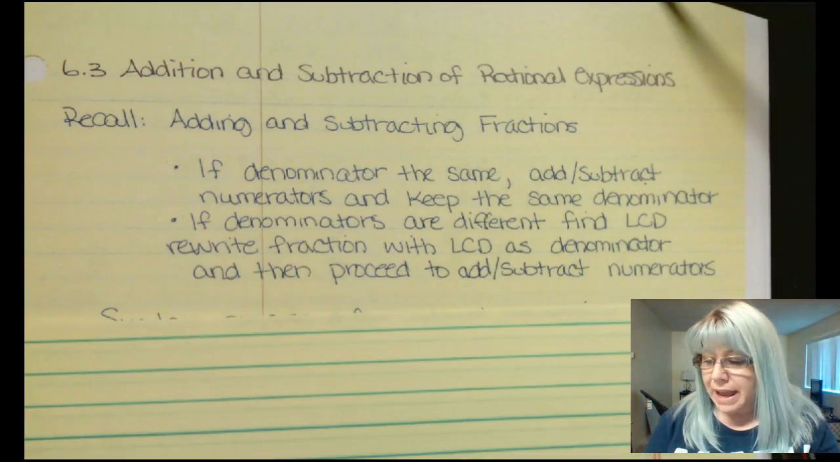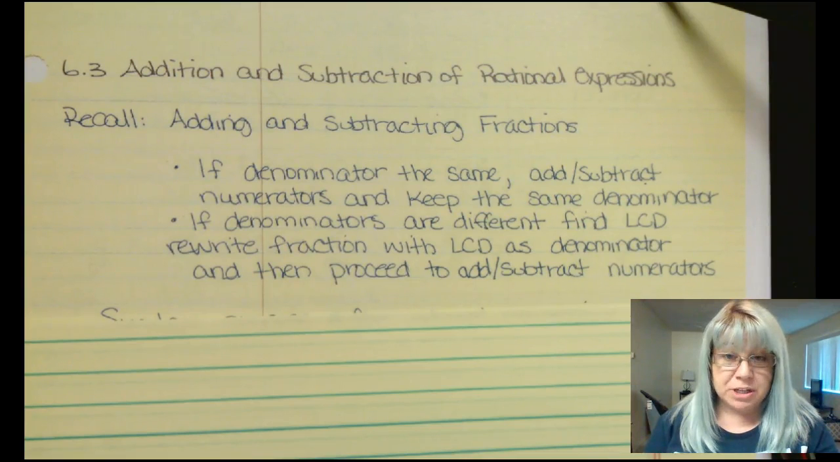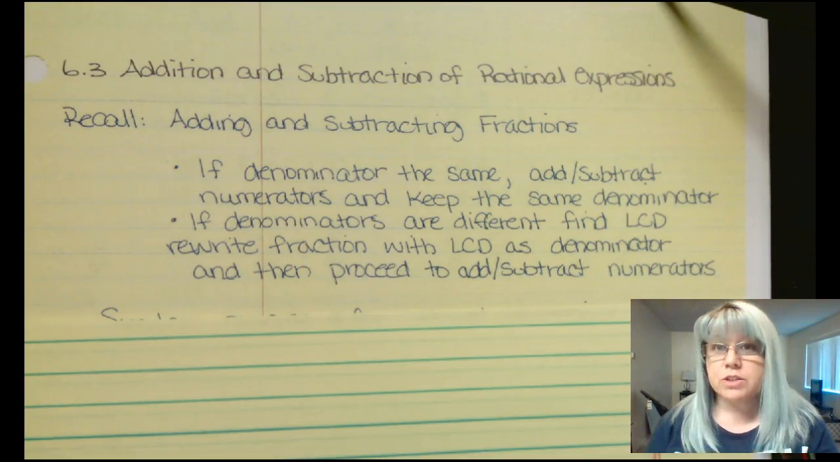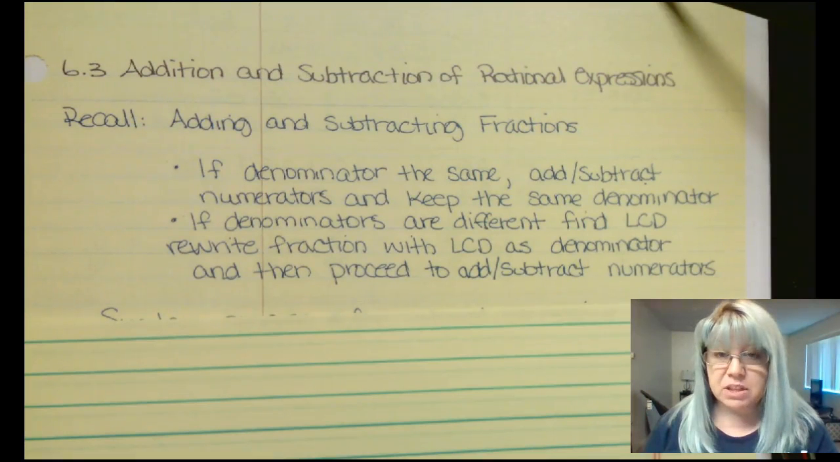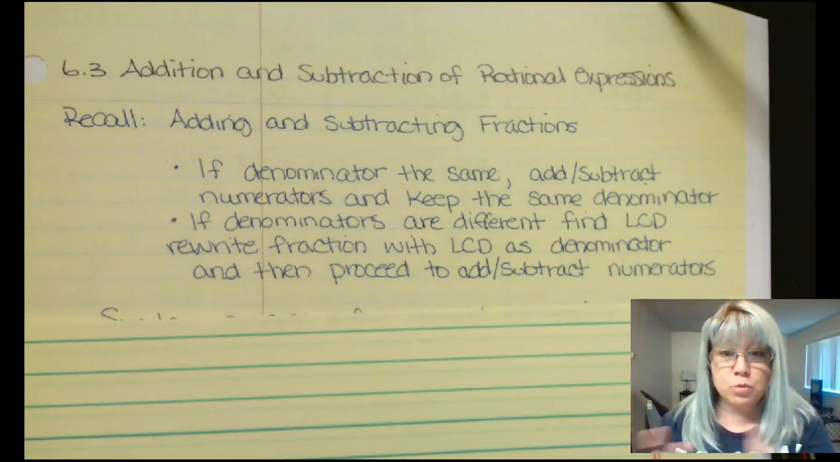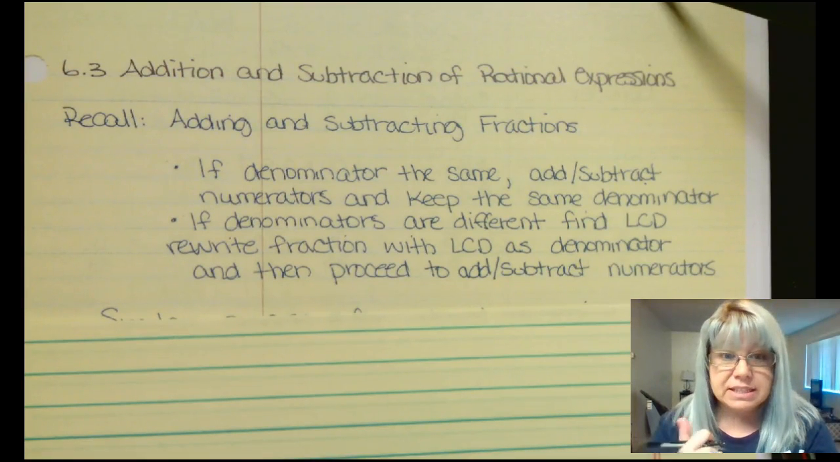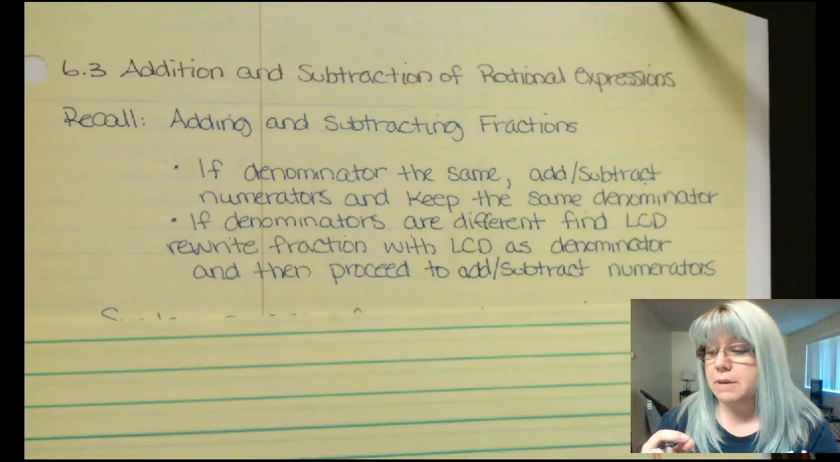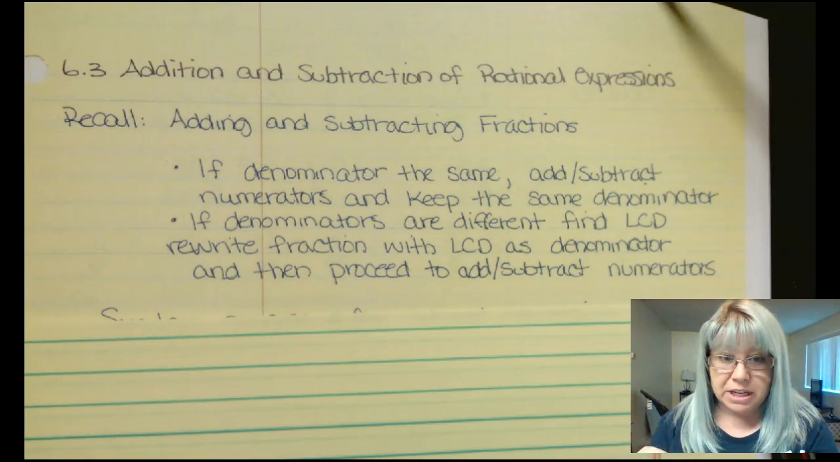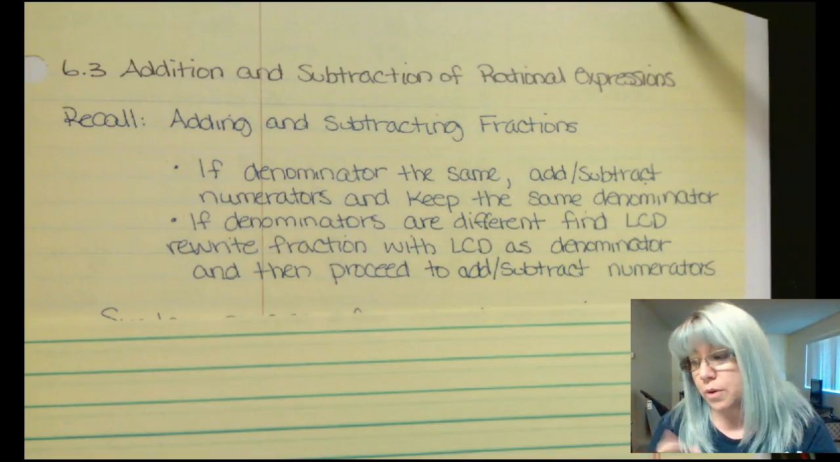When we're going to add or subtract rational expressions, it's very similar to adding and subtracting fractions. So if the denominator is the same, then we're just going to add or subtract the numerators and keep the same denominator. If the denominators are different, then we need to find an LCD, rewrite the fractions with the LCD as the denominator, and then we're going to proceed to add or subtract the numerators.